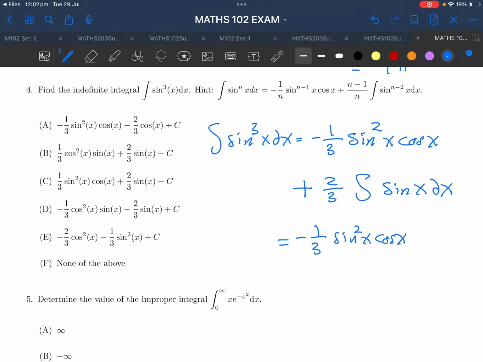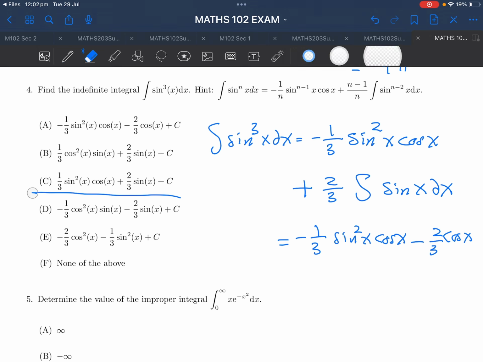Now what's the integral of sine? You will think it is cosine, but it is not. It is minus cosine. Now look at those answers. We'll start with negative, negative. The only answer that is close to ours is, which one? I think it's the first one.